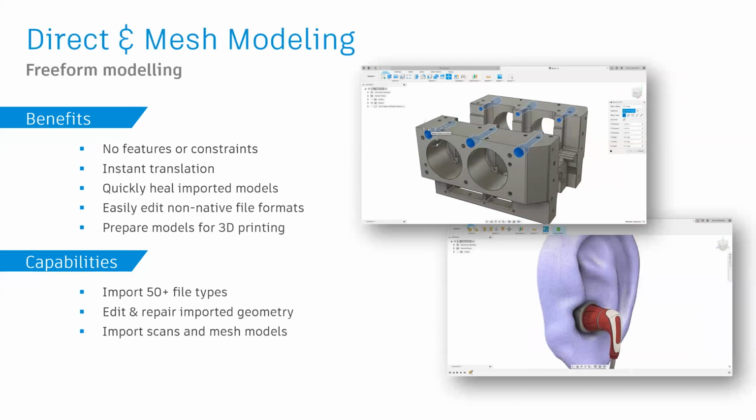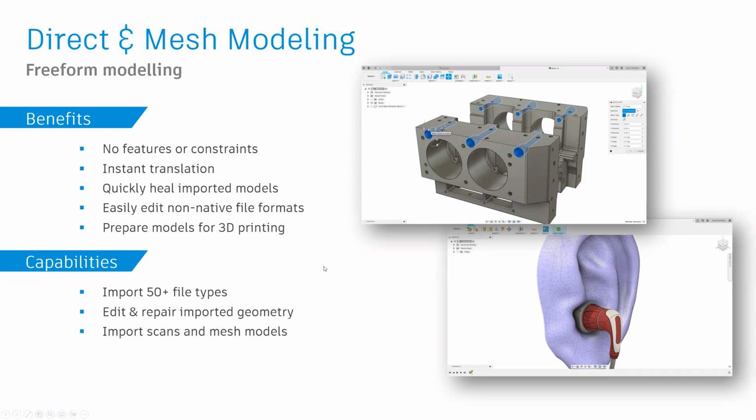And with direct and mesh modeling, you are able to do direct modeling where feature construction is not required. You can directly make holes and other features on the model without construction.